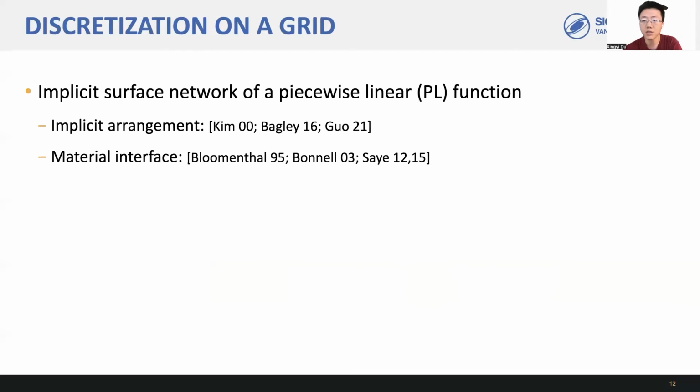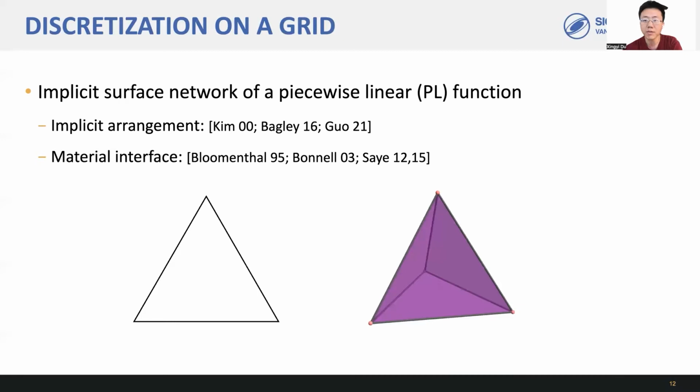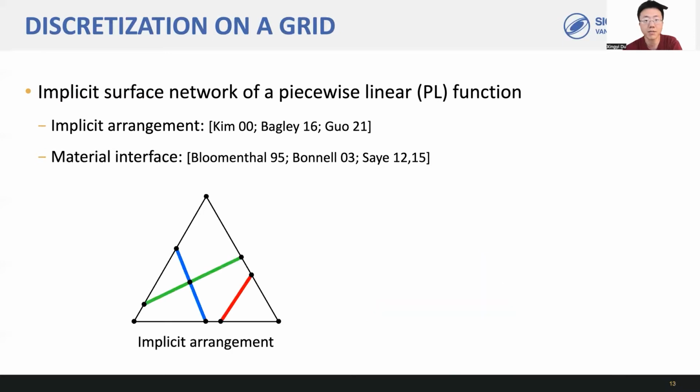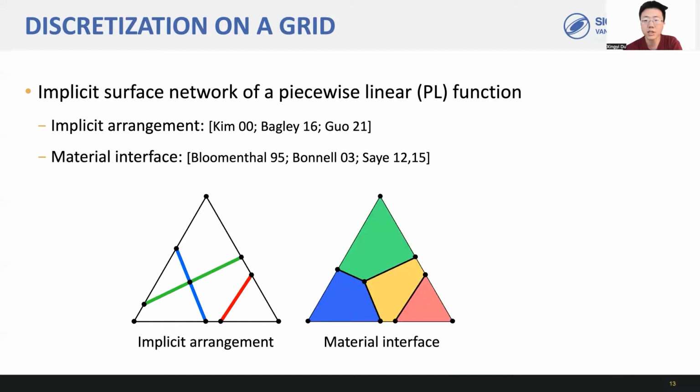A more accurate approach for discretization is to extract the surface network from a piecewise linear interpolation of function values. This approach works on a simplicial grid, such as a triangular grid in 2D and a tetrahedron grid in 3D, because interpolating values at the grid vertices produces a linear function within each grid cell. The linearity of the function greatly simplifies the structure of the surface network. For example, the level set of a 2D linear function is a line, so the implicit arrangement within a triangle consists of intersecting line segments. The material interface in a triangle is a convex polygonal subdivision.